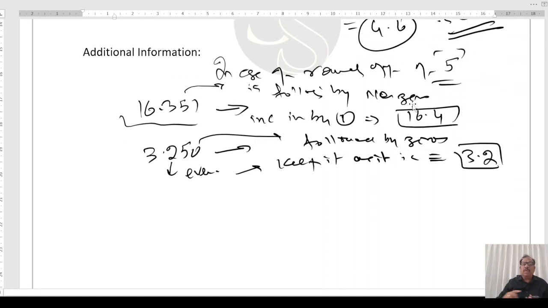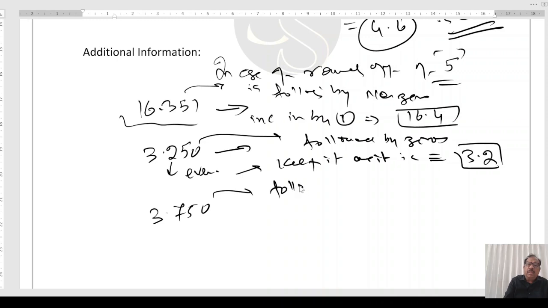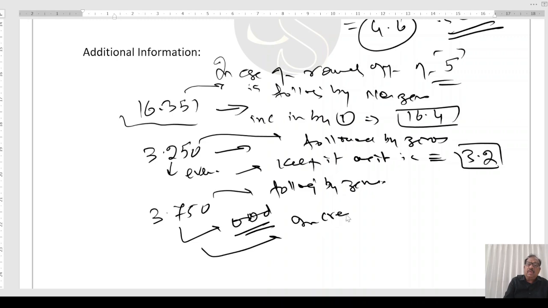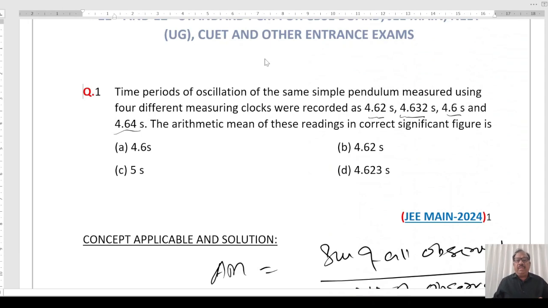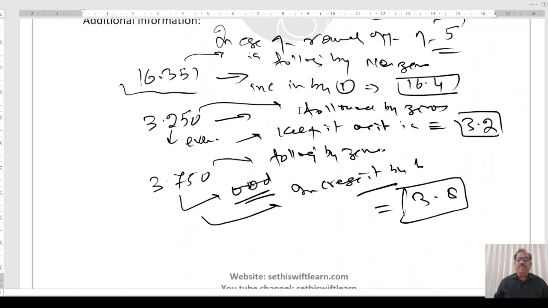Next, 3.750. In this case also the 5 is followed by zeros, and the preceding digit is odd, so increase it by 1. The answer will be 3.8. Right? The question was taken just to explain the additional information. This question was very simple, but rounding off 5 is a tricky one. Right? Next question.